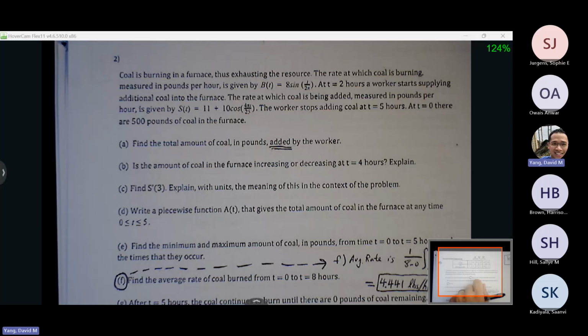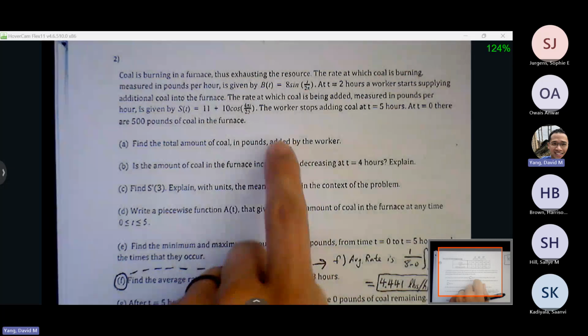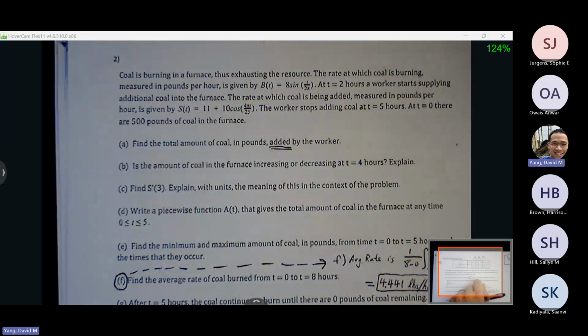Okay, this is a rate in, rate out problem here. Coal is burning in the furnace, thus exhausting the resource. The rate at which coal is burning is measured in pounds per hour, given by B of T. So this is a rate here, B of T is a rate. At 2 hours, a worker starts supplying additional coal into the furnace. The rate at which coal is being added is measured in pounds per hour, also pounds per hour, given by S of T. So we have a rate at which coal is burning, and a rate at which coal is being added into the furnace. The worker stops adding coal at 5 hours.